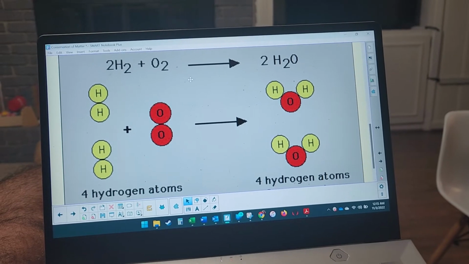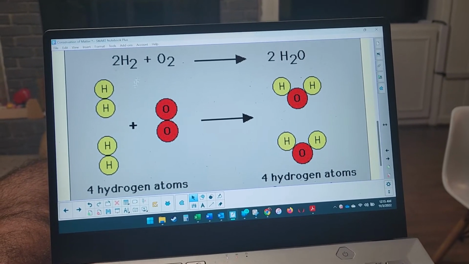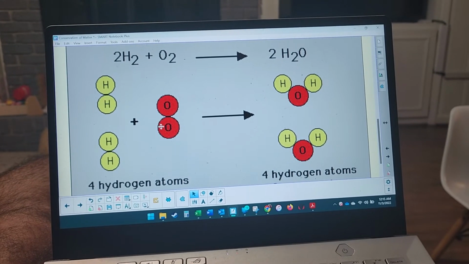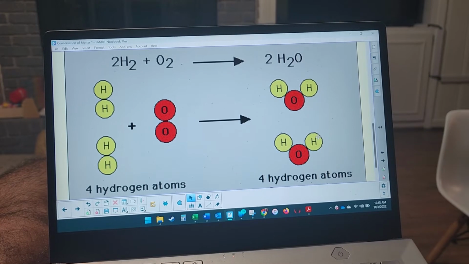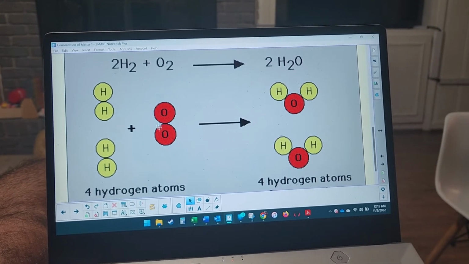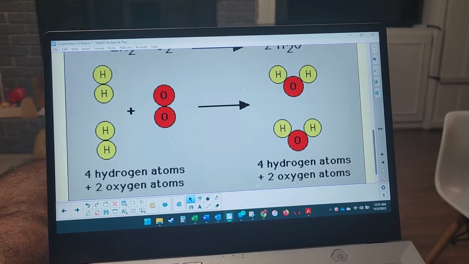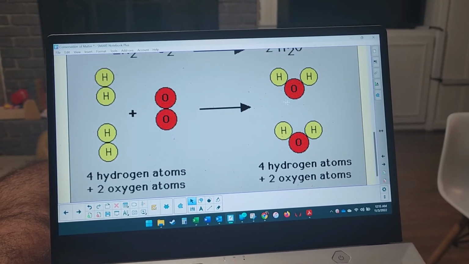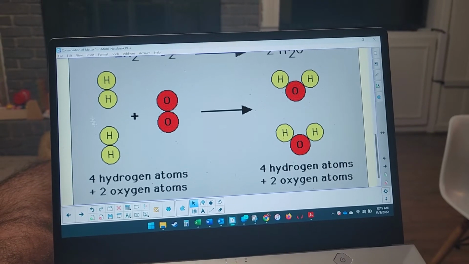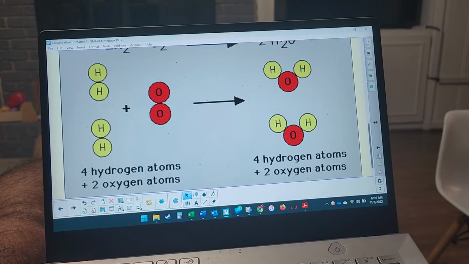Here's the equation. 2H2 plus O2 yields 2 H2Os. You see we have 1, 2, 3, 4 hydrogens. We have 2 oxygens here. And over here, I have 1, 2, 3, 4 hydrogens and 2 oxygens here. So again, 4 total hydrogen atoms and 2 oxygens, 4 and 4. This is the before, this is the after they form their bonds. This is what we mean by balance in an equation.